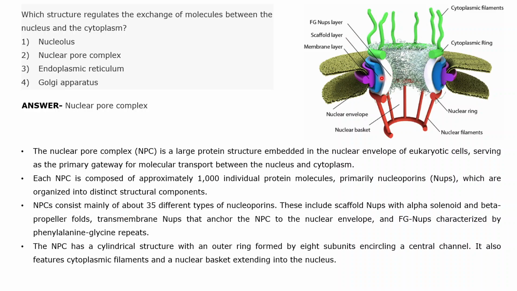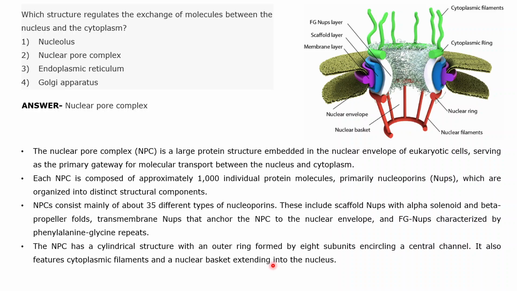Scaffold, you can see in this case it maintains the structural aspect of the NPC, and also transmembrane nucleoporins that anchor the NPC to the nuclear envelope. This membrane layer is also called transmembrane nucleoporins, which anchor the NPC to the membrane, and also FG nups that are present inside, which are characterized by phenylalanine-glycine repeats. These repeats mainly consist of phenylalanine-glycine, and it has a cylindrical structure.